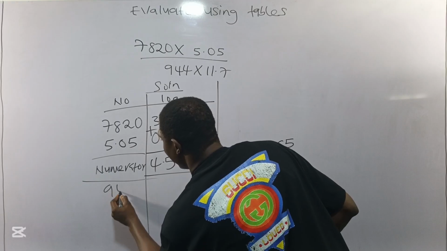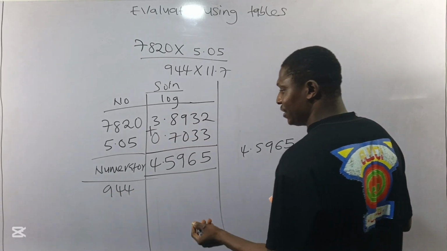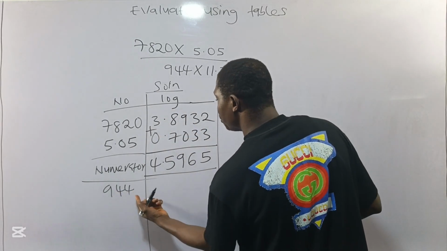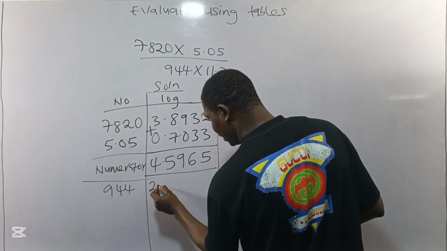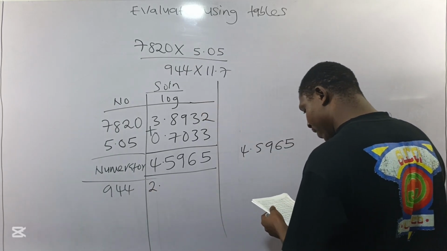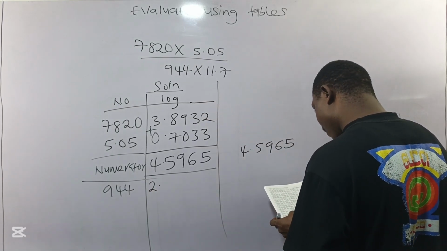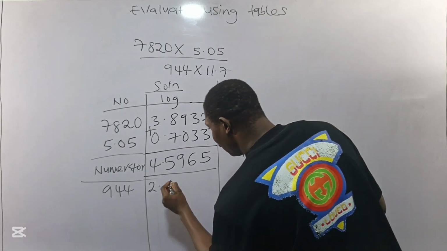Now I have 944. 944 is 3 digits since there's no decimal. 3 digits minus 1 digit will give me what? 2 digits. And I have 94 under 4. 94 under 4 here is 9750.